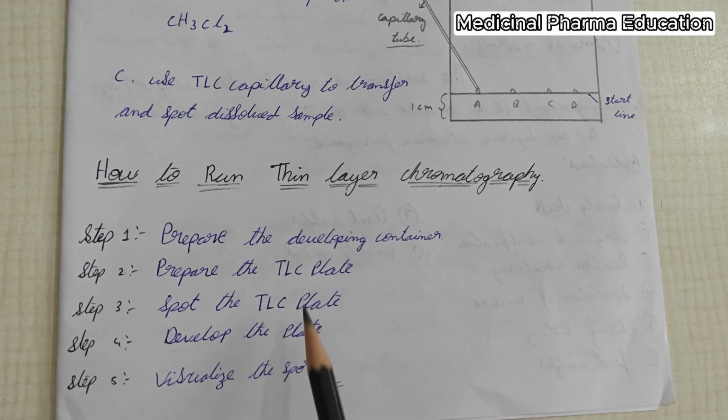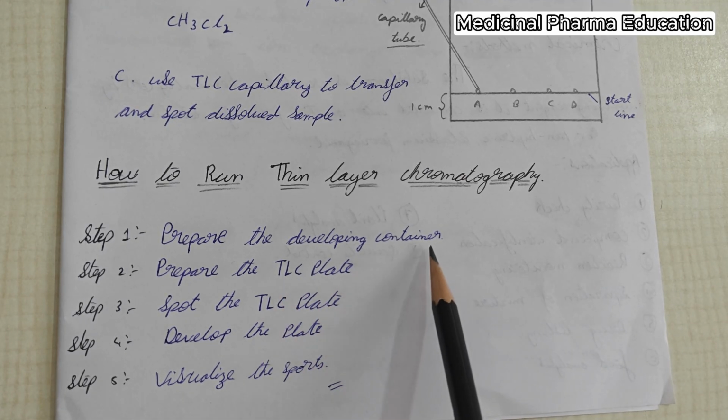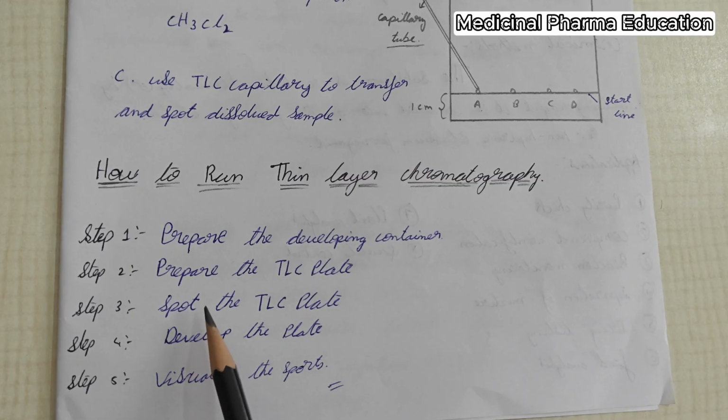First step is preparation of the developing container. That is, the beaker will be prepared. Next, preparation of the TLC plate. The plate is prepared, and again we will spot the TLC plate. Then development of the tank, and visualization of the spot. Development of the tank is nothing but we will place the TLC plate and close the lid.